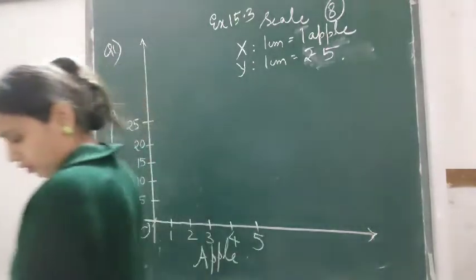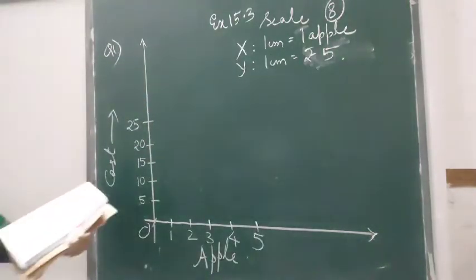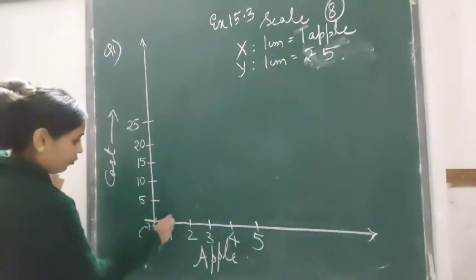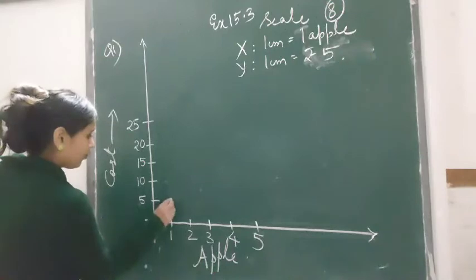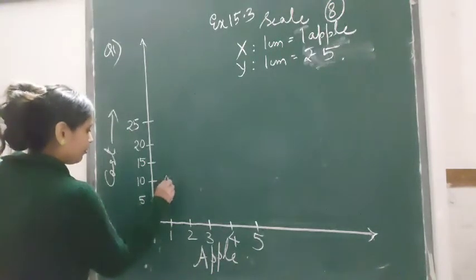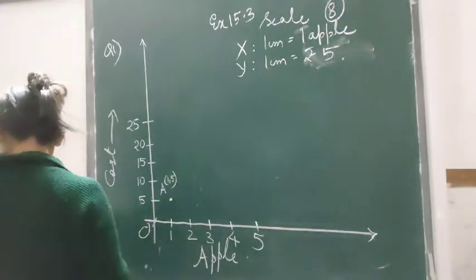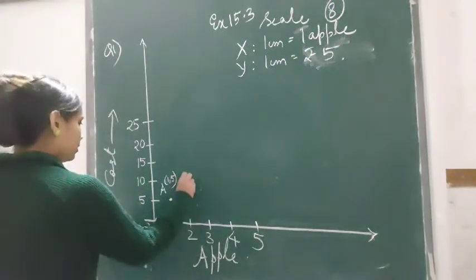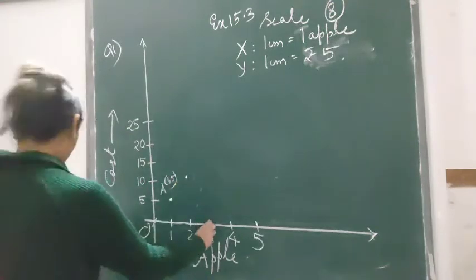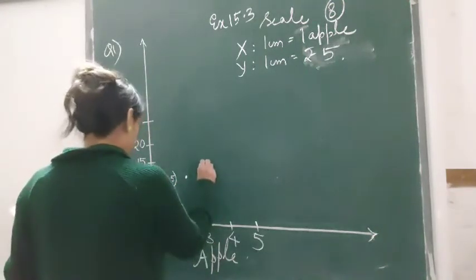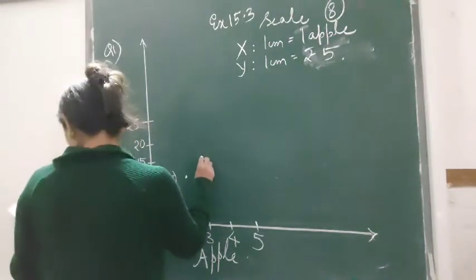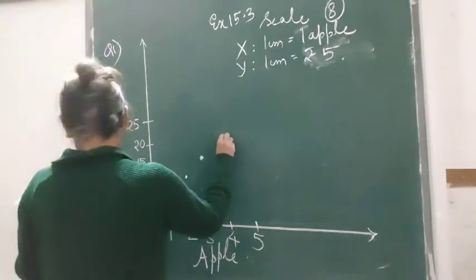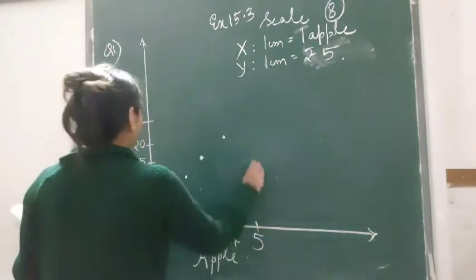Now we have to draw the graph. So here the coordinates are 1 apple for rupees 5. So this is point A. 2 apples for rupees 10, it's so simple. 3 apples for rupees 15. 4 apples for rupees 20, 5 apples for rupees 25.